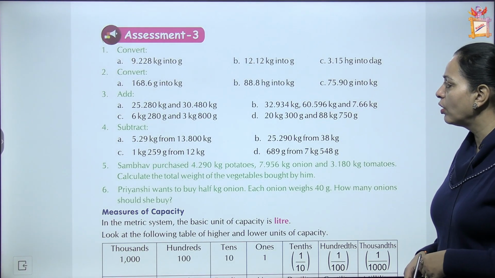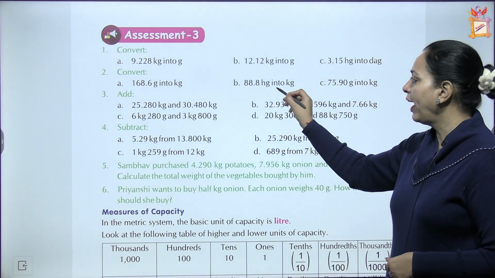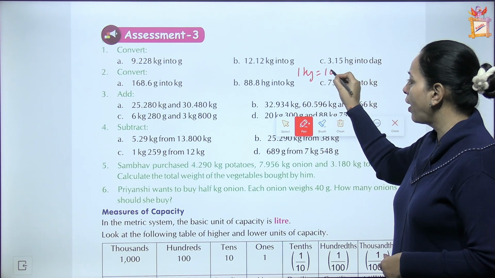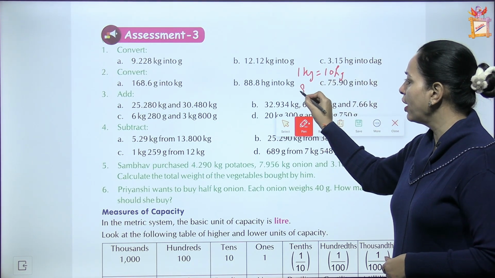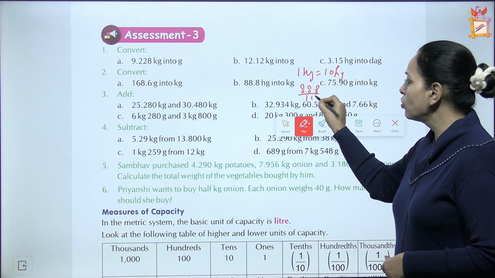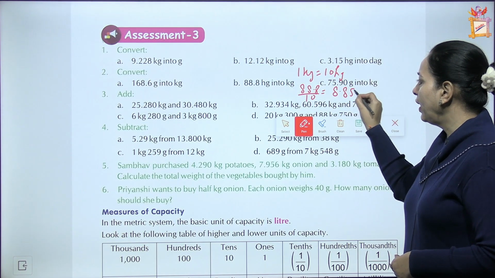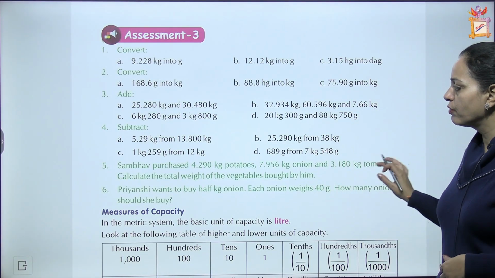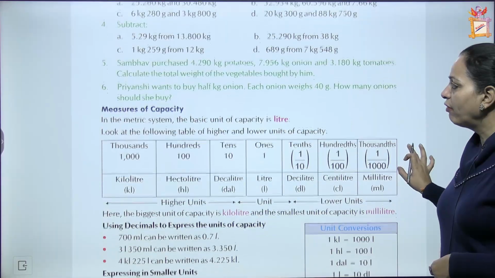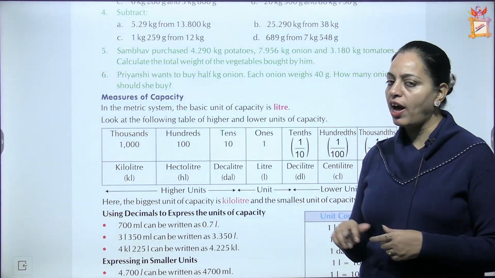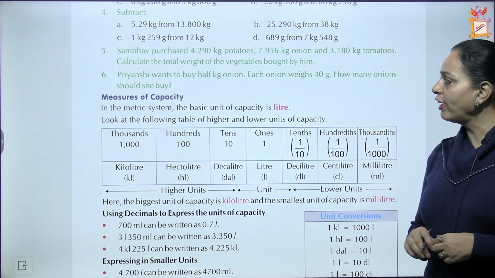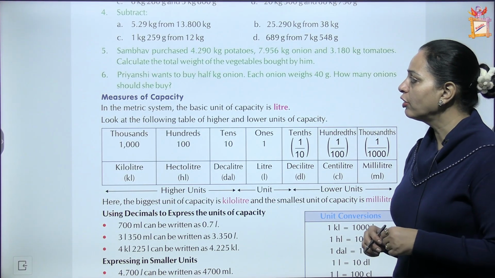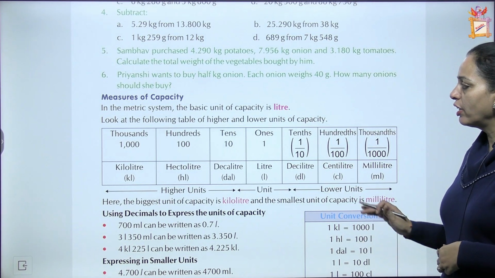The second one, convert 88.8 hectogram into kg. 1 kg equals 10 hectogram. So from hectogram to kg, we have to divide by 10. So this is 8.88 kg, right? Similarly, you can try the third question, the fourth, subtraction, you can do it. And like the fifth one, Sambhav purchased 4.290 kg potatoes, 7.956 kg onion and 3.180 kg tomatoes. So calculate the total weight. So add all these. You can try this one.